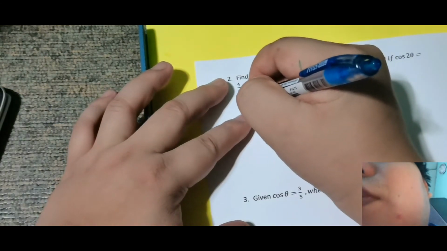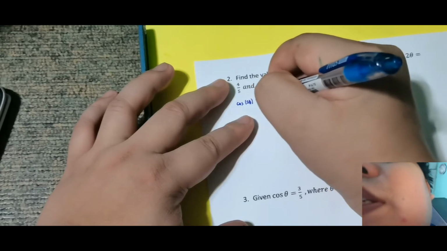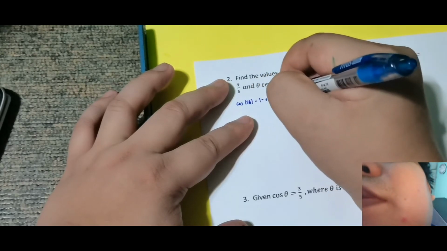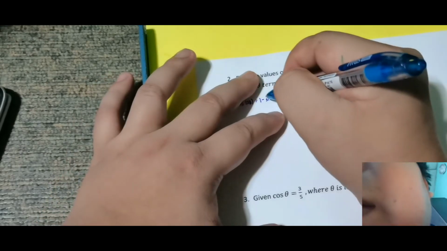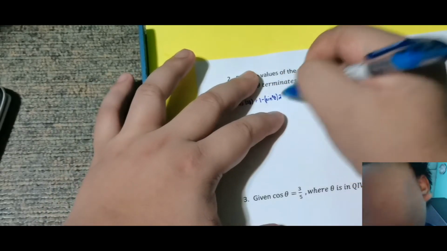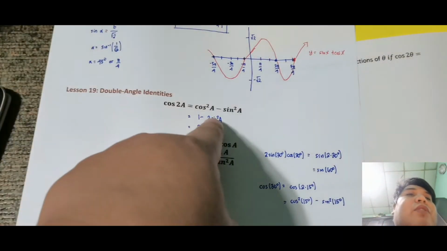So note na si cosine 2 theta is equal sa 1 minus sine squared theta. So actually may multiplier pa to na 2 kasi sa identity, that is 1 minus 2 sine squared theta.